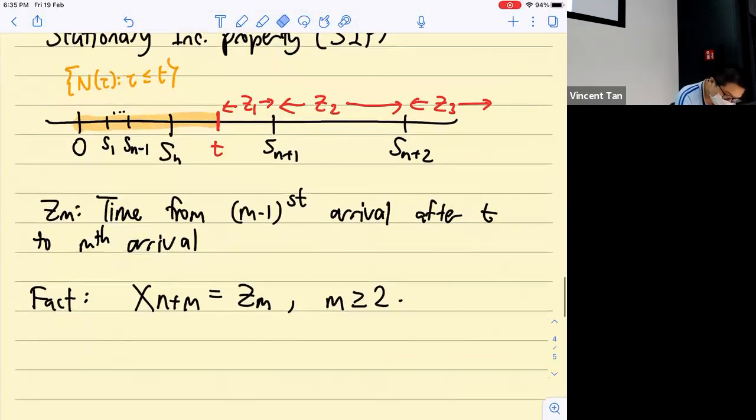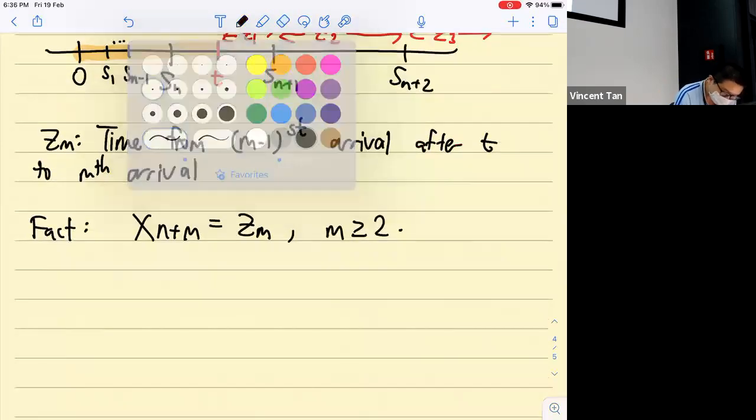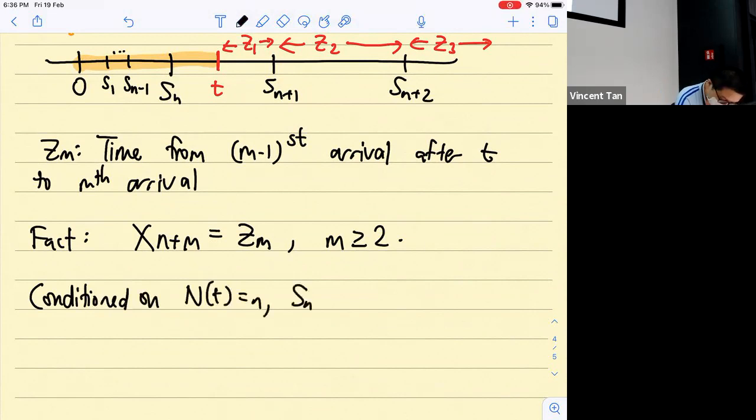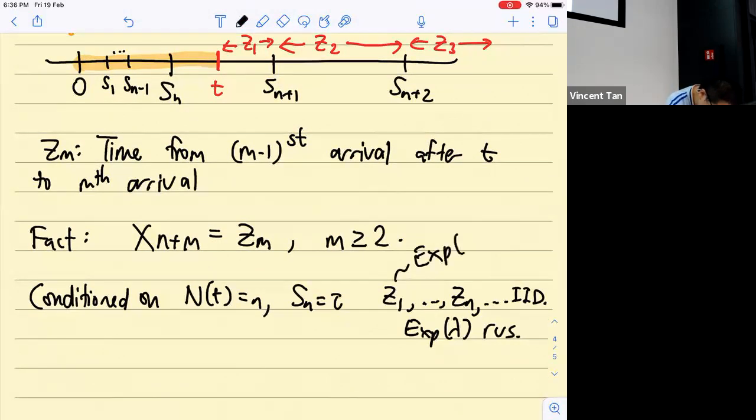Okay, so what do I want to talk about? I want to talk about the stationary increment property. I have not defined it, but what we have shown is that, conditional on N_t equals n and S_n equals tau, this was part of the proof, Z1 up to Zn and onwards are IID. And they are IID exponential lambda random variables. Why? Because this one we proved, which was very difficult, that this is exponential lambda. Z1 is exponential lambda. I talked about it just now.